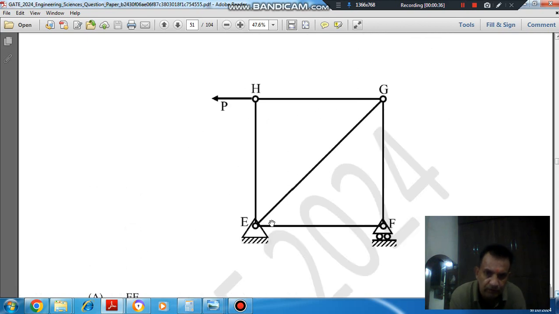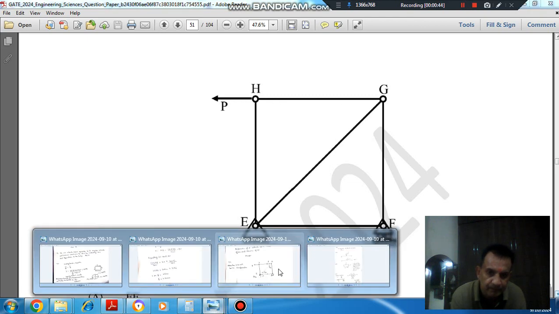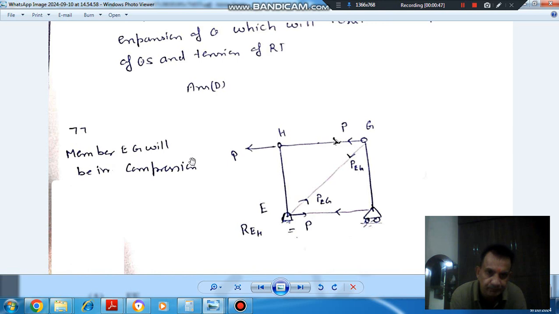So this is the given figure. This is EH, this is FG, this is GF, this is EF, and this is EG. So force P is applied. Here you can see the reaction to this force is this, and the component of this force will be along EG, and the reaction of this force will be P, and the component of this force will be along EG. So it is causing compression in this member.